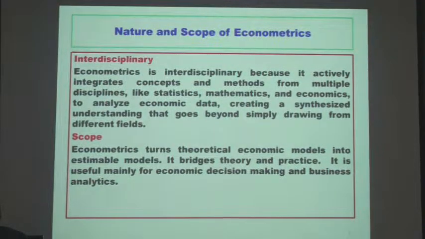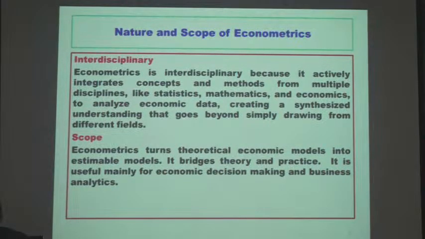Next, we discuss the nature and scope of econometrics. I already stated that econometrics is interdisciplinary because it actively integrates concepts and methods from multiple disciplines like statistics, mathematics, and economics to analyze economic data, creating a sophisticated understanding that goes beyond simply drawing from different fields. This is an integrated approach. That is why we use the word interdisciplinary for econometrics.